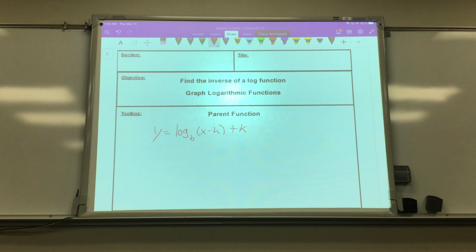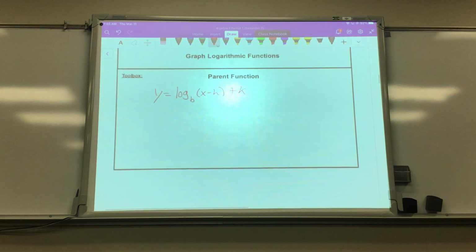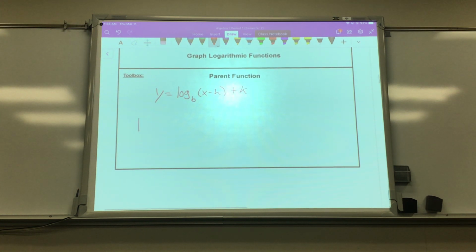Now, if you have an h value, it will always be in parentheses. Okay, so like when I say log base 10 of x plus 2, is that your h or k value? This is the common mistake. In this case, your h value is 0, and then the k value is 2.